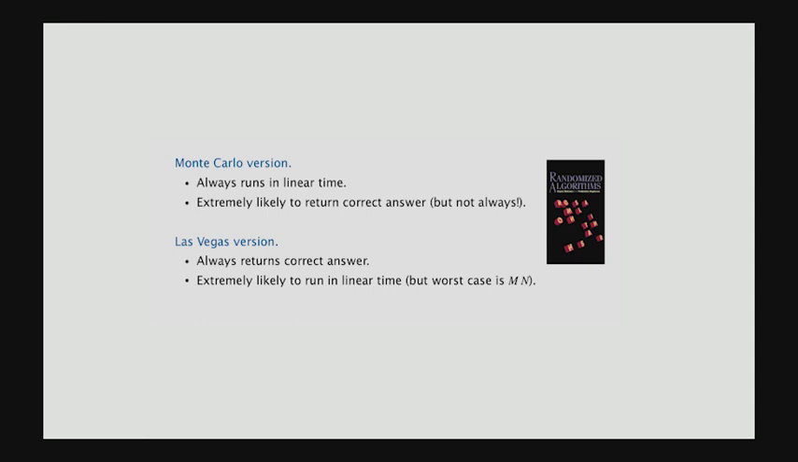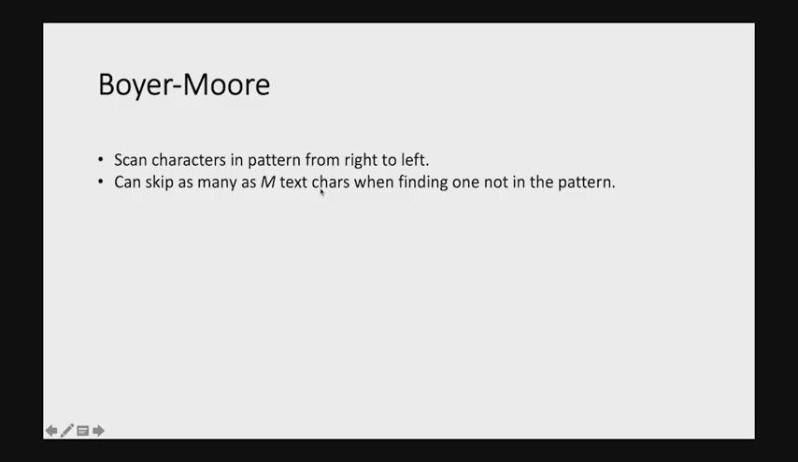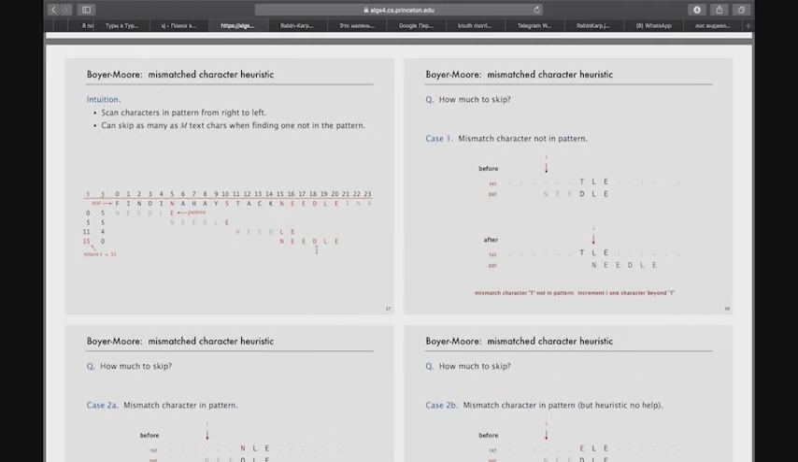So let's look at our last algorithm, Boyer-Moore. In my opinion, it's the simplest algorithm in substring search. The main idea is that it scans characters in the pattern from right to left and can skip as many as m text characters when finding one not in the pattern. Let's look at an example. Here is our string and our pattern is needle.